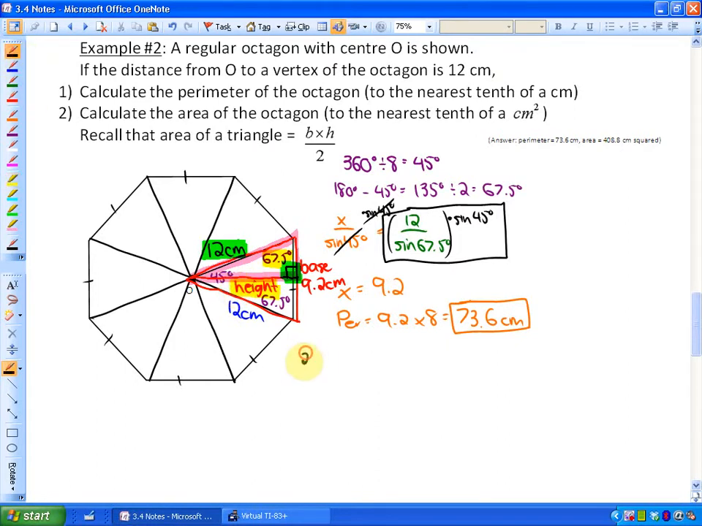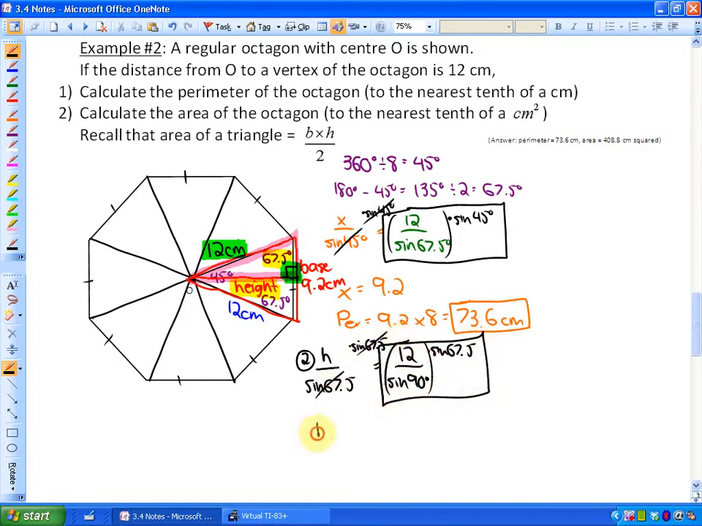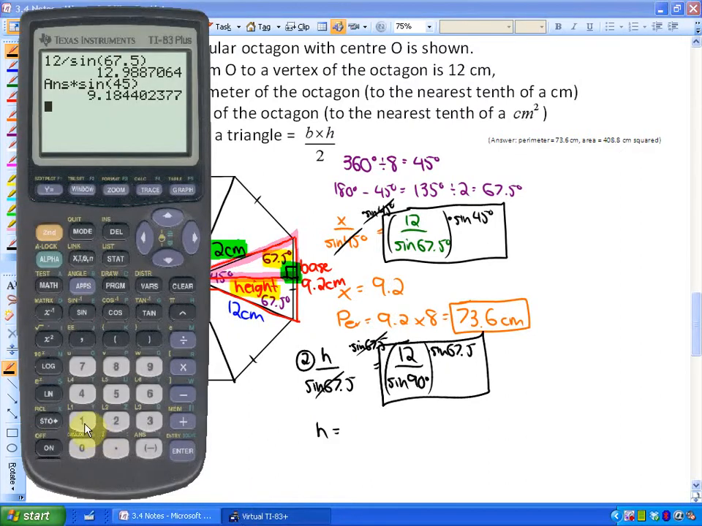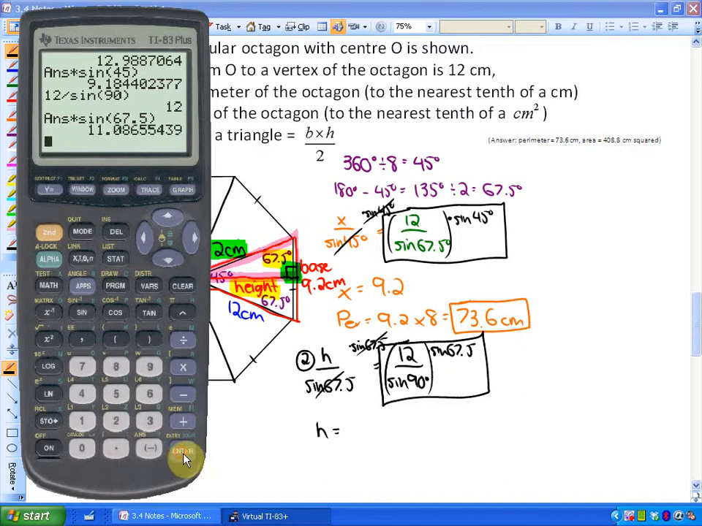So for number 2, if I want to find out the height, I'll just call the height h, h over sine 67.5 is equivalent to some other side length, which is 12 over sine 90. So again, this should take one step. So this is times sine 67.5. So h is equivalent to, the height is equivalent to 12 divided by sine 90, which is still 12, and then times that by sine 67.5. If I'm going too quickly, you may want to look back at a sine law lesson.